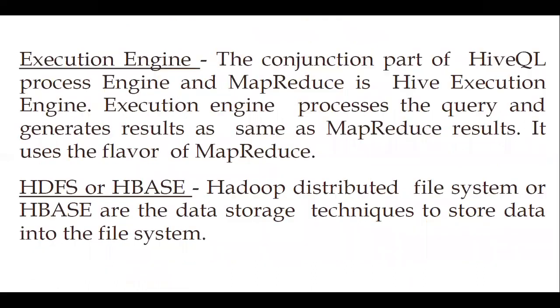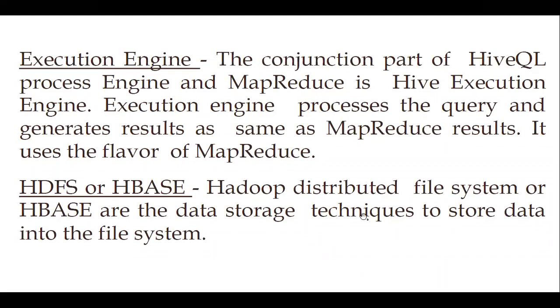Okay. And what do you mean by the execution engine? So it is actually the conjunction part of your HiveQL process engine and MapReduce. We saw in the diagram: you have the HiveQL process engine and then MapReduce, and in between you have the execution engine. Okay. So you need a mapping between your HiveQL process engine and the MapReduce. That means whatever process is done with the HiveQL process engine, the output of the HiveQL process engine will be converted into a MapReduce understandable format.